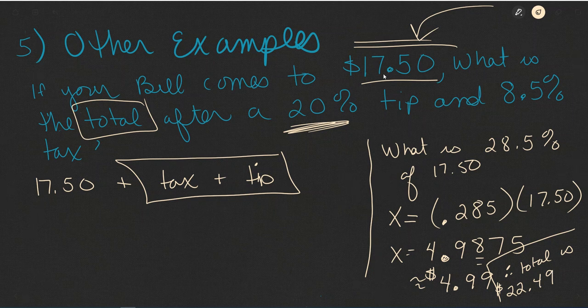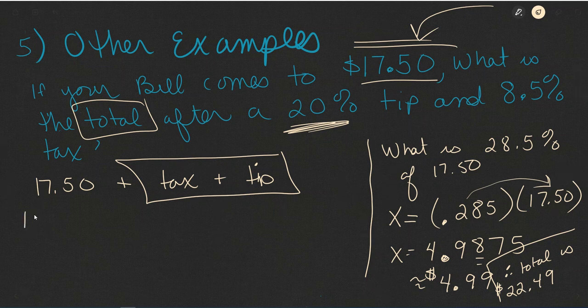How did I get the $22.49? I added the $17.50 to the $4.99. Now, if you want, you could go back and calculate the tip amount and then calculate the tax amount and add all three of those separately. But I find it a little easier to add the tax and tip together, 28.5%, and take that of the $17.50 just one time. But there is an even easier way where I don't have to go back and add, and here it is.